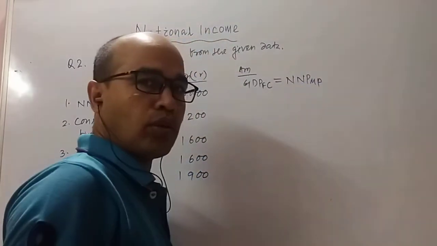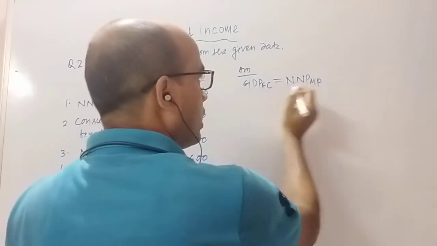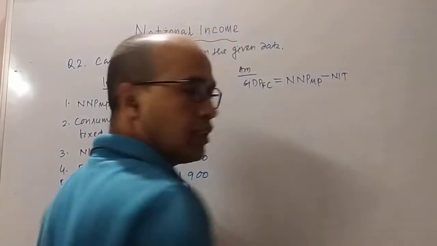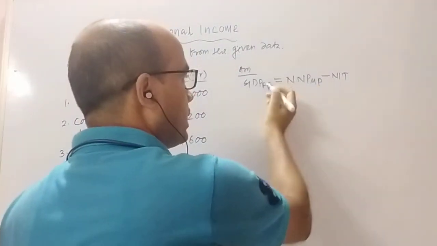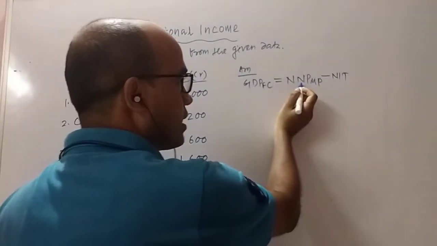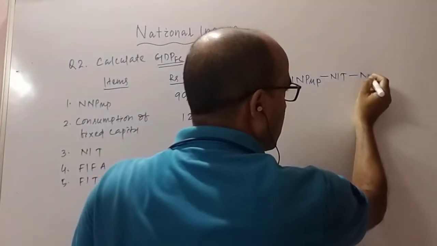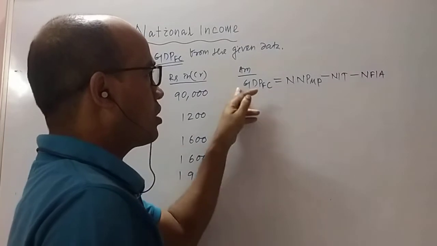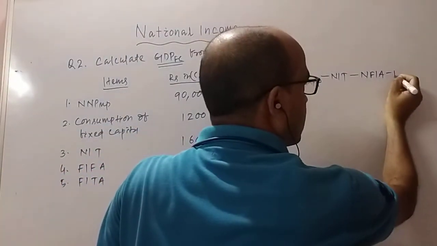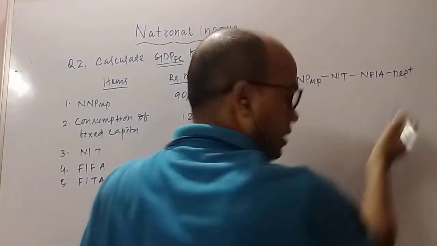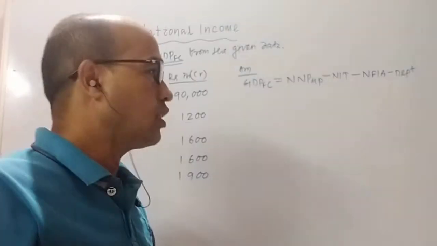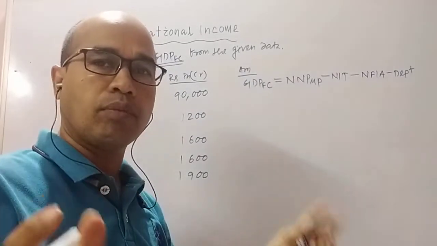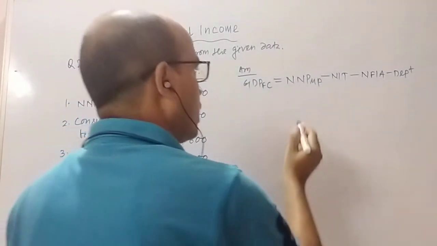Dear students, yesterday I told how to equalize. Now we want FC. FC is equal to MP minus NIT. Then your PP remains the same. We want domestic, national is given, so minus NFIA. And you want gross. Gross is equal to net plus depreciation. Whatever I taught yesterday, the same thing I revise. You check it. If you have any doubt, you write in the comment box. I will help you.